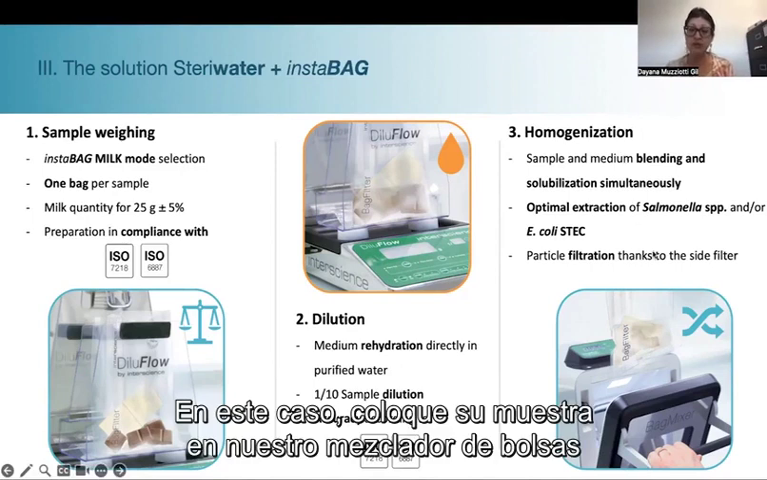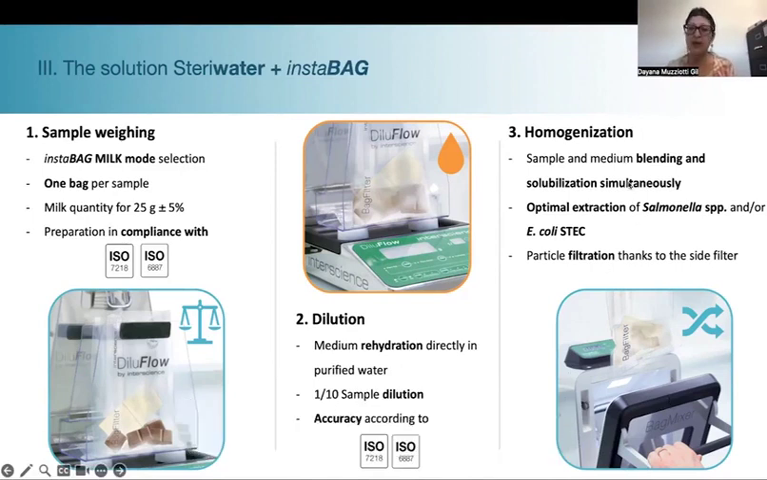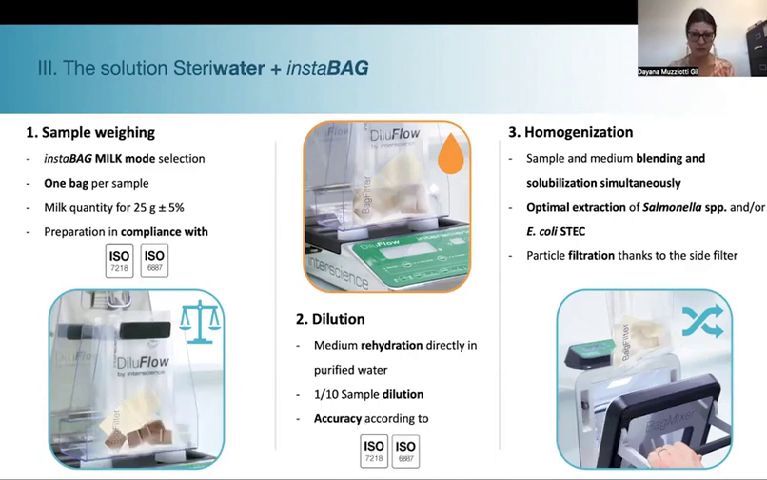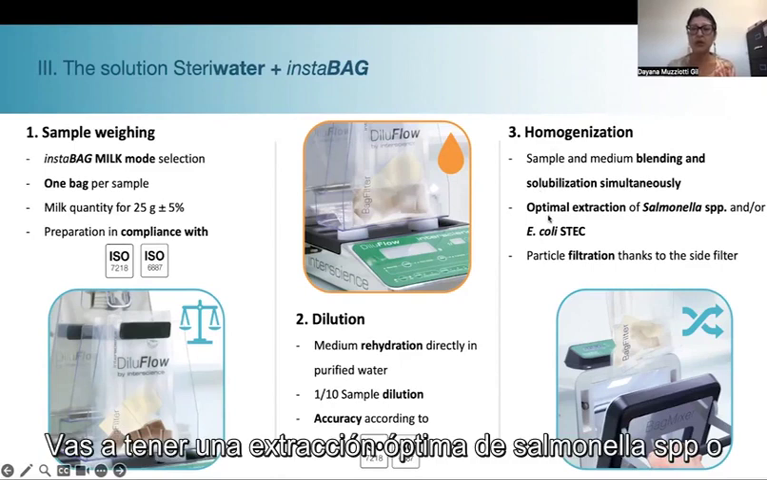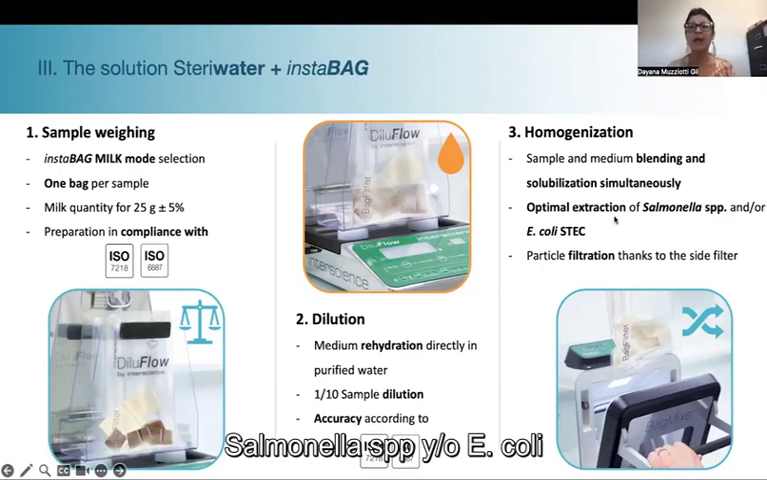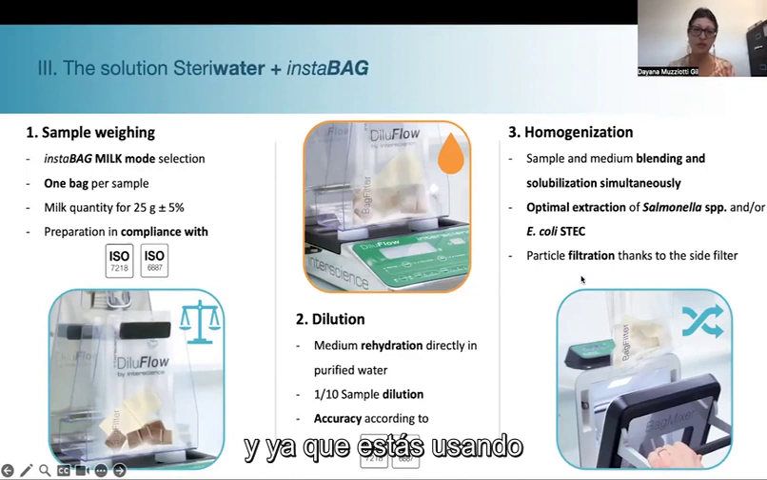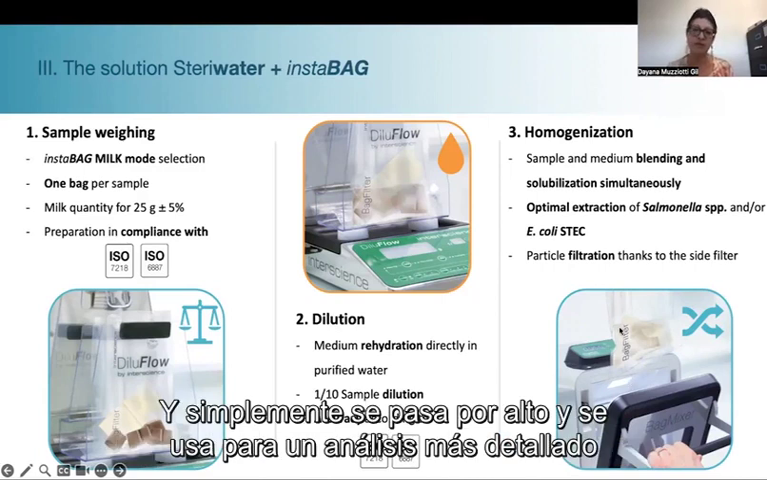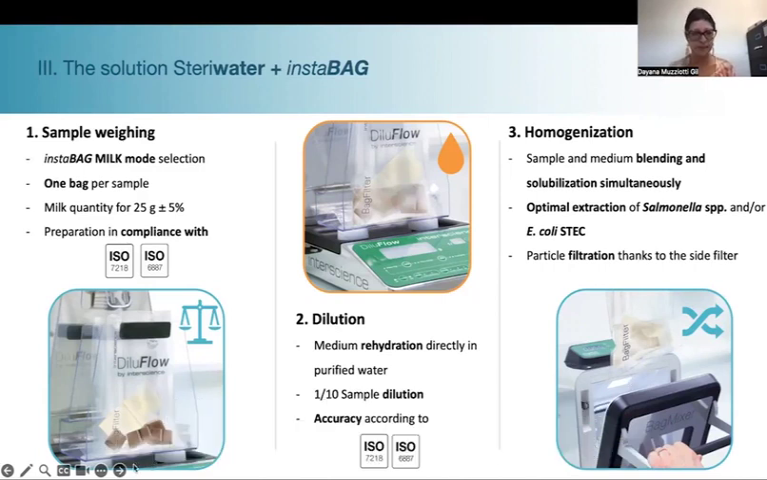Right after, you need to homogenize your sample. In this case, you place your sample in our Bag Mixer, and you are going to have the blending and the solubilization of your sample at the same time, simultaneously. With this procedure, you are going to have an optimal extraction of Salmonella spp. and/or E. coli. And since you are using an Instabag, your sample has already been filtered, and you just pipette and use it for further analysis.